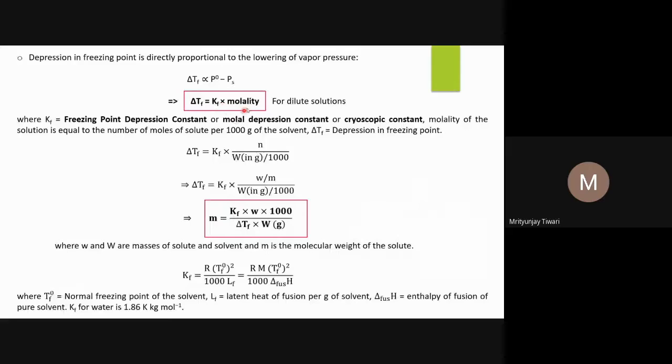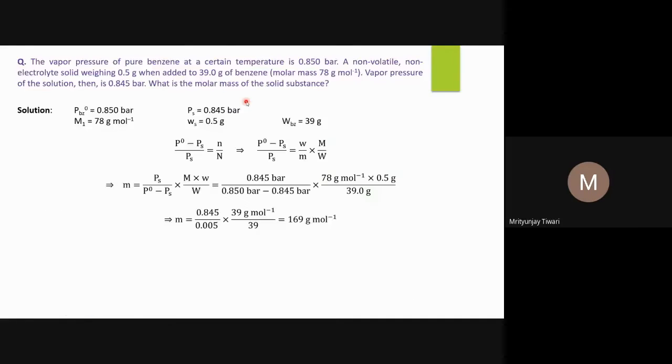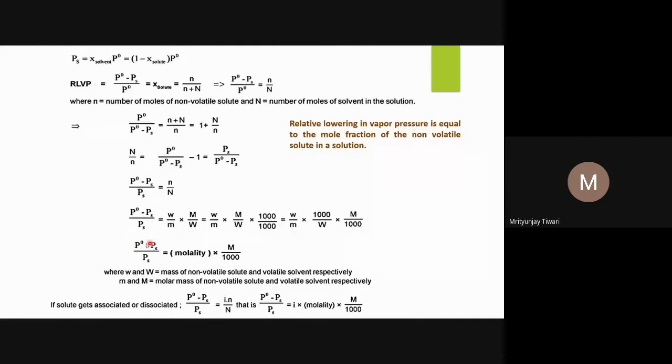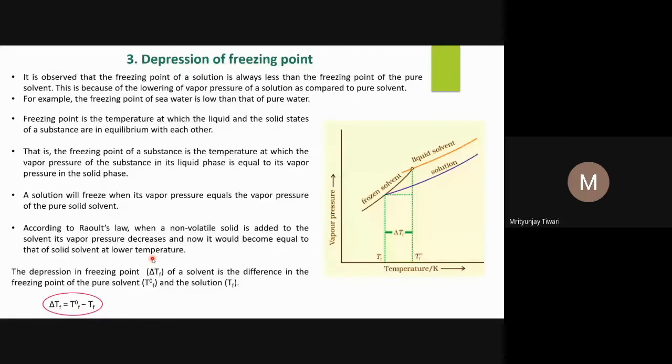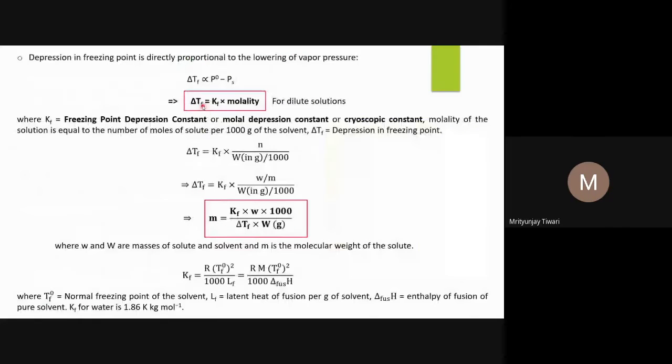And so what we finally get: this relative lowering in vapor pressure, we have found out, is proportional to the molality. The equation we have already seen. The lowering in vapor pressure is proportional to the molality, and this value, P naught minus PS, is a constant at a given concentration. So finally what we obtain is the depression in the freezing point is directly proportional to the molality of the solute, or molality of the solution for dilute solutions.